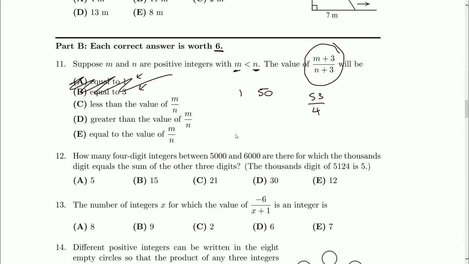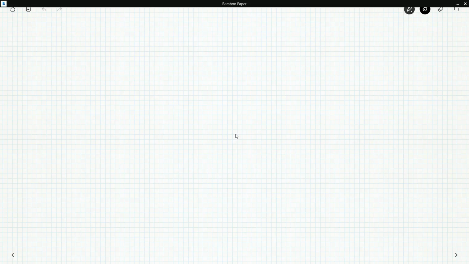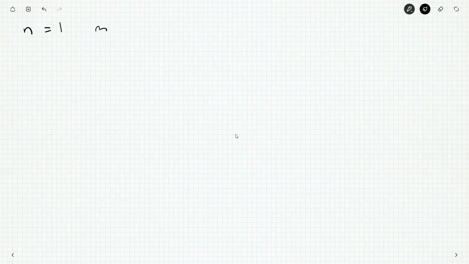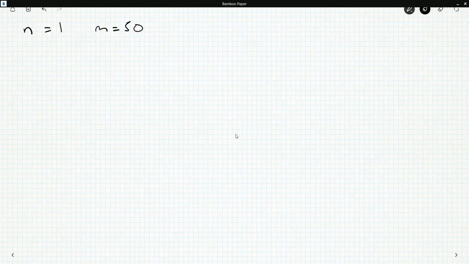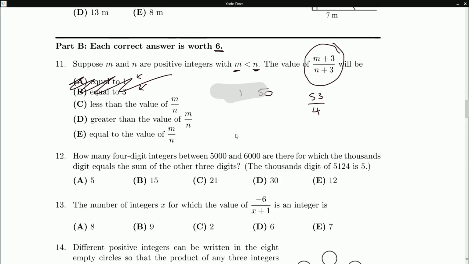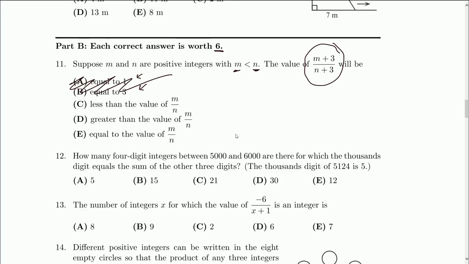Now these other three here: less than the value of m over n, greater than the value of m over n, equal to the value of m over n. Well, again, a quick pick of numbers that satisfy the conditions, m being greater than n. Oh, I calculated that wrong. Should be 4 over 53, but still, it's not equal to 1 or 3.